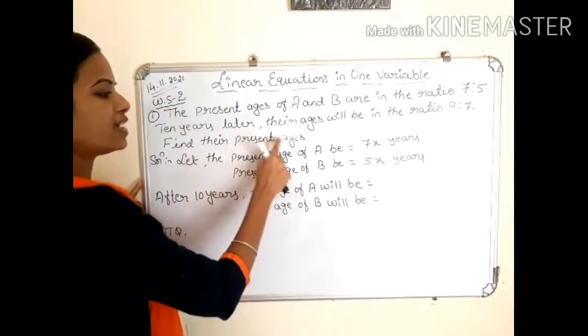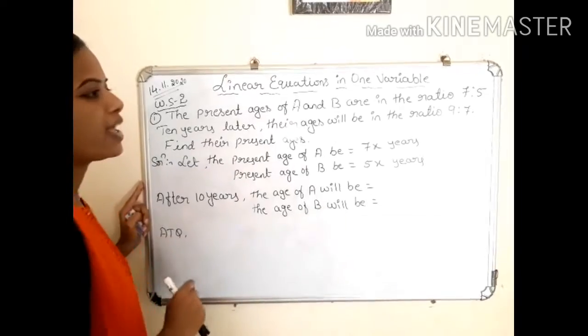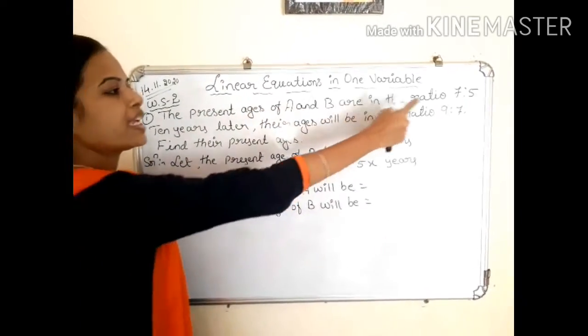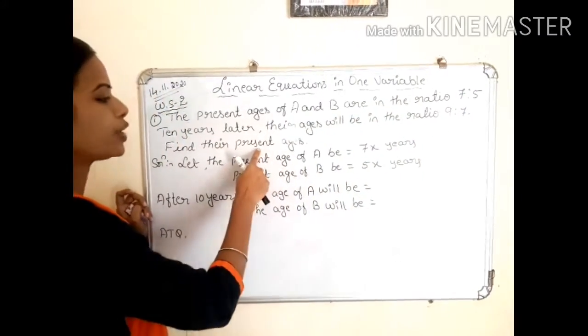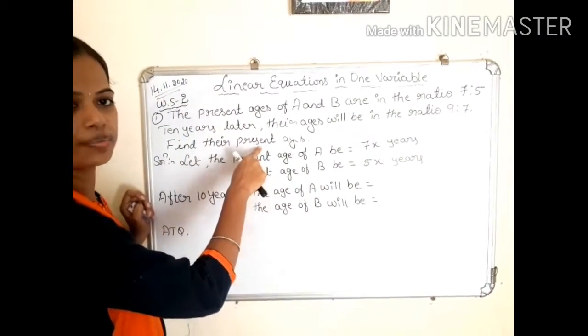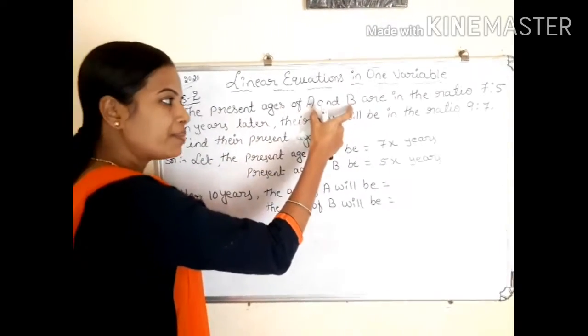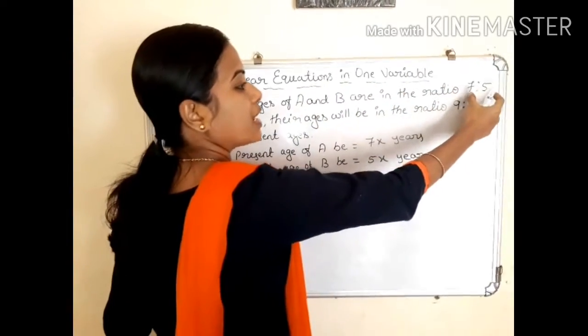Find their present ages. Here, the present ages of A and B are given as 7:5. Again they are asking to find the present ages of A and B. Here they have given in the question the ages of A and B as a ratio.